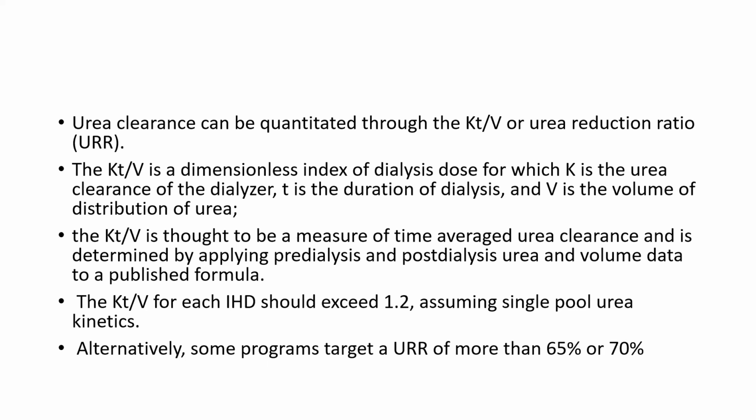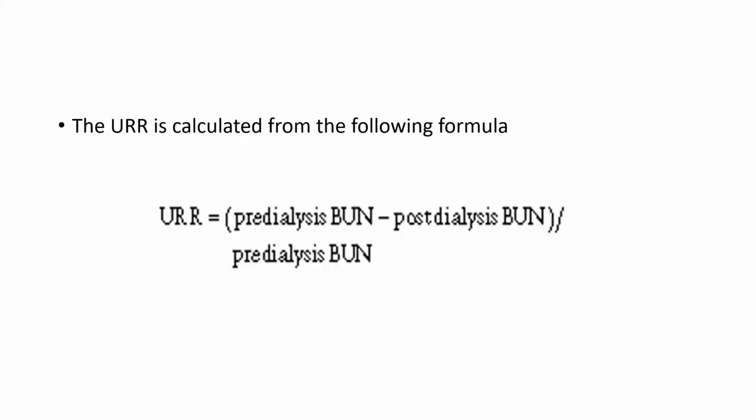So Kt/V is thought to be the measure of time averaged urea clearance and is determined by applying pre-dialysis and post-dialysis urea and volume data to published formula. Kt/V for each IHD should exceed 1.2, assuming single pool of urea kinetics. Alternatively, some programs targeted urea reduction of more than 65% or 70%.